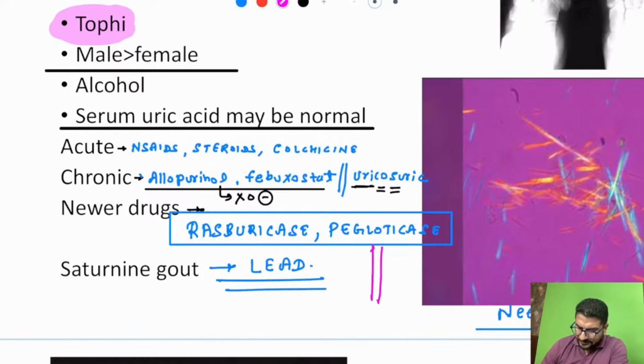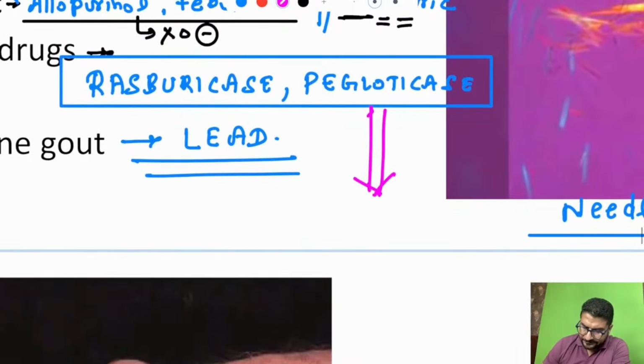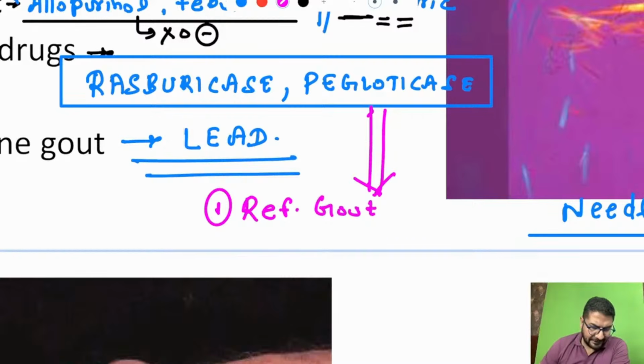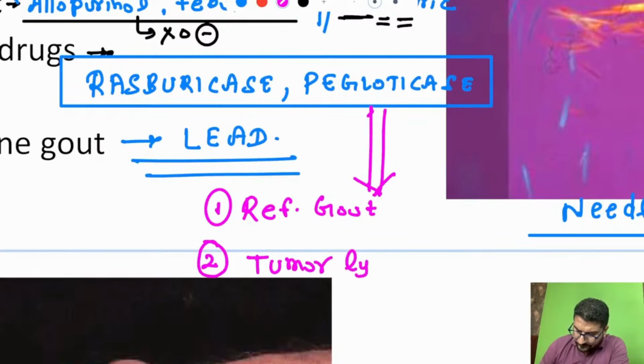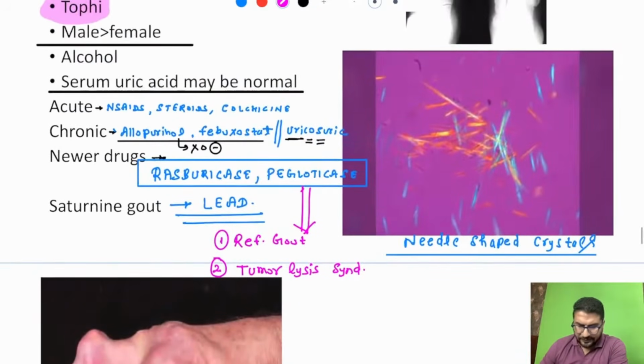So when do we use them? They are used in two scenarios. First is refractory gout. Refractory gout means you have tried everything, and even after that it is not getting better. The second possibility is where do we use them? In tumor lysis syndrome. So this is about your gout.